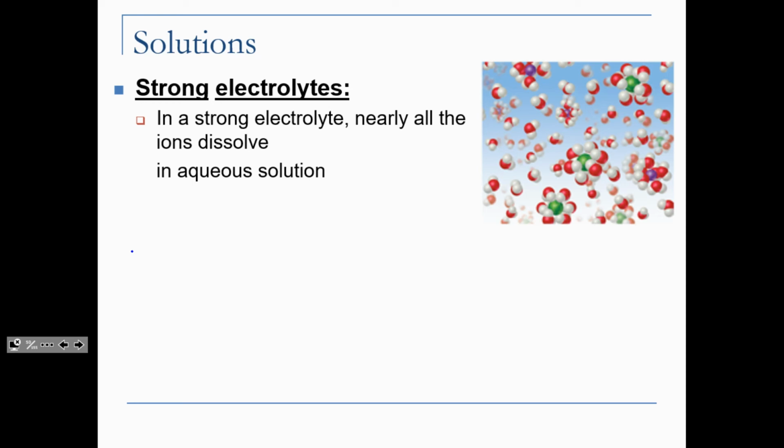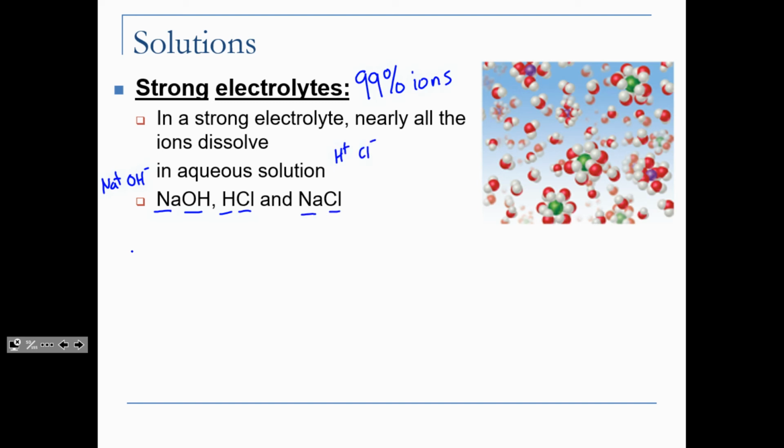In a strong electrolyte, nearly all of the ions dissolve. So what I tell my students to write is 99% ions. The solvent has done a good job. The solute has also done a good job at breaking apart to form a solution. So these are your strong ionic compounds like sodium hydroxide, which breaks apart into Na plus and OH minus. HCl, which breaks apart into H plus and Cl minus. And NaCl, which is Na plus and Cl minus. These are all great electrolytes.